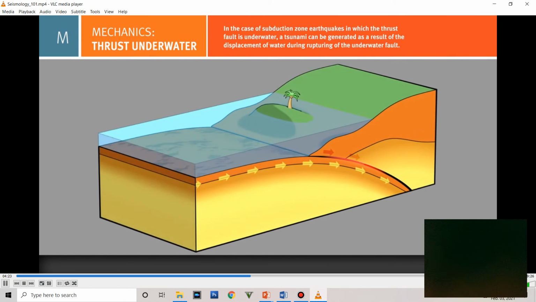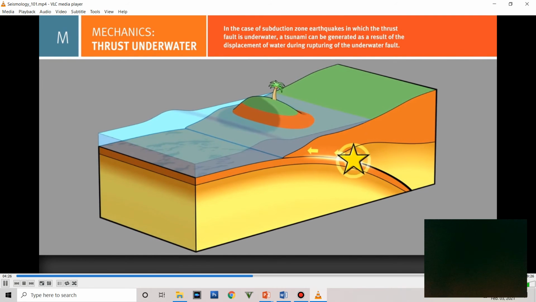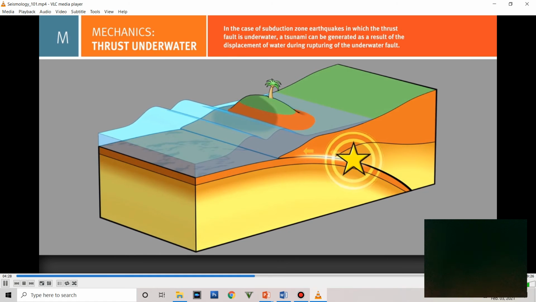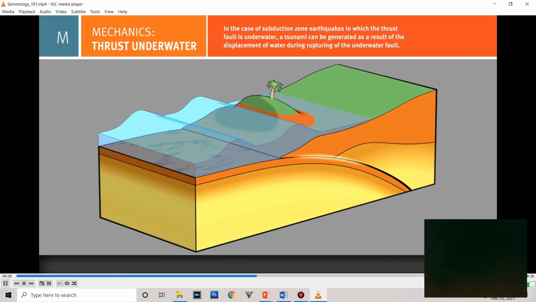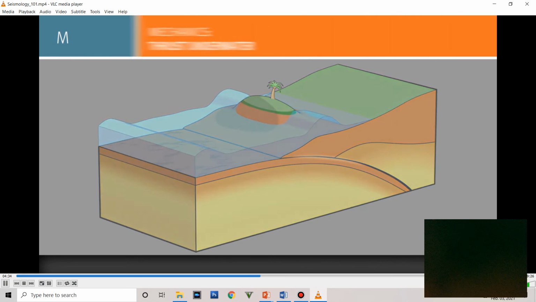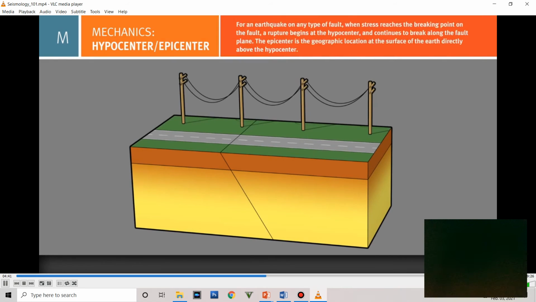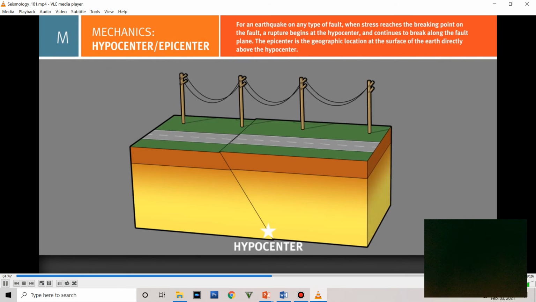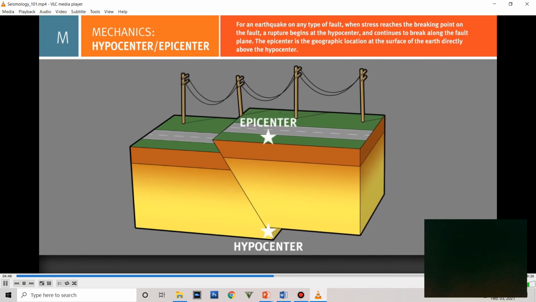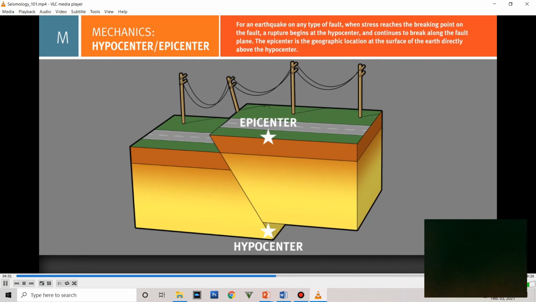If a subduction zone earthquake occurs along an underwater thrust fault, the associated uplift can displace a huge volume of water. The resulting wave is known as a tsunami. Earthquakes on any type of fault follow a similar pattern. When the stress reaches the breaking point on a fault, a rupture begins at the hypocenter and continues to break along the fault surface. The epicenter is the geographic location at the surface of the Earth directly above the hypocenter.